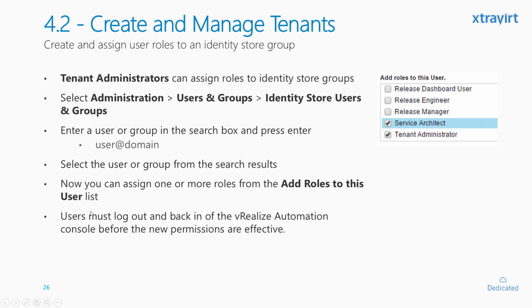As a final point on that, users must log out and log back in. So if you assign the service architect role to the business user group, that won't be effective immediately. In order to see the advanced services tab, they'll need to log out of the vRA console and log back in before the new permissions are effective.